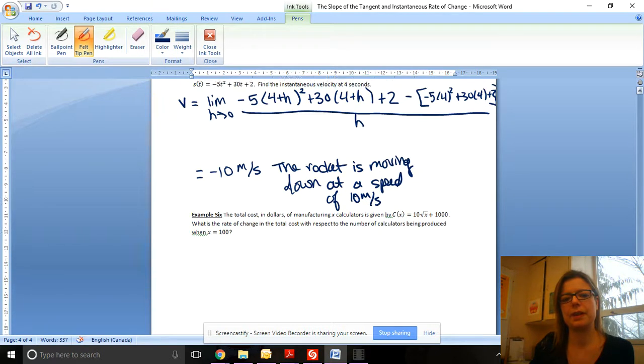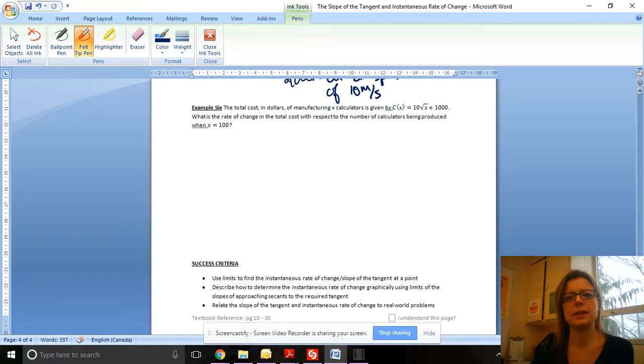All right, and finally, you can have something like this, okay? The total cost in dollars of manufacturing X calculators is given by this cost function. And notice it has a root in it. What is the rate of change in the total cost with respect to the number of calculators being produced when X is equal to 100? So that's the same as the slope of the tangent.